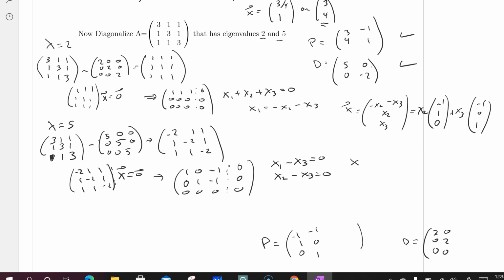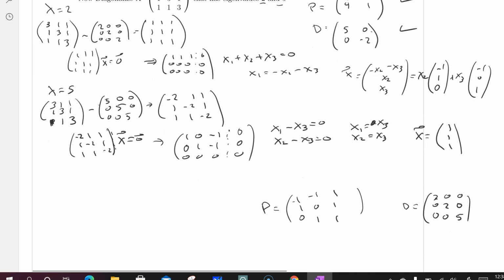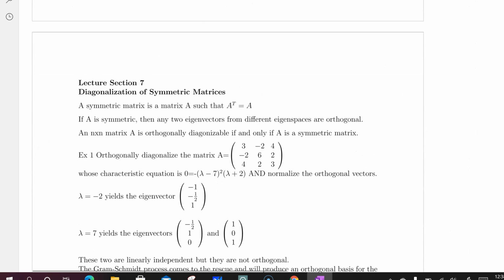So my x1 is positive x3, and my x2 is positive x3. So my vector x, which is x1, x2, x3, is x3, x3, and x3. So I get a 1, a 1, a 1. So that vector 1, 1, 1 corresponds to that.